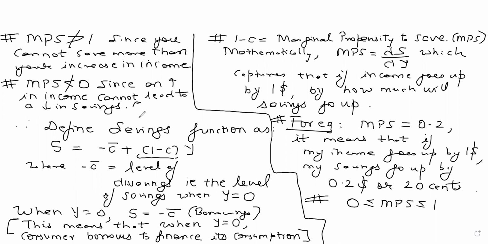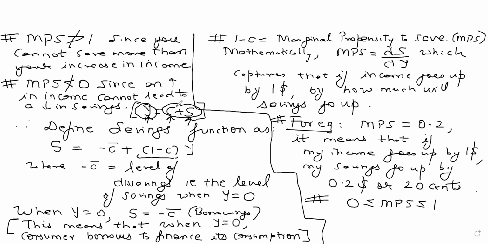Why? Because we know that income is consumed and saved. When income goes up, savings will go up. I can't say that income is going up, but savings is going down. In fact, when income goes up, both consumption and savings go up. When the left hand side goes up, the right hand side must also go up to maintain the equality. That means my MPC and MPS both cannot be less than 0. So I hope students have understood this.